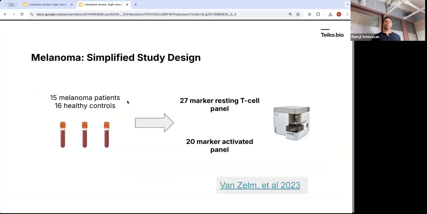Let's take the first example. This is the one in melanoma, and we're going to do a very simplified study design. This is from Van Zelm et al. in 2023. In this study, they had 15 melanoma patients and 16 healthy controls, and they ran them through several panels, including a 27-marker resting T cell panel and a 20-marker activated panel, both on a spectral flow instrument.